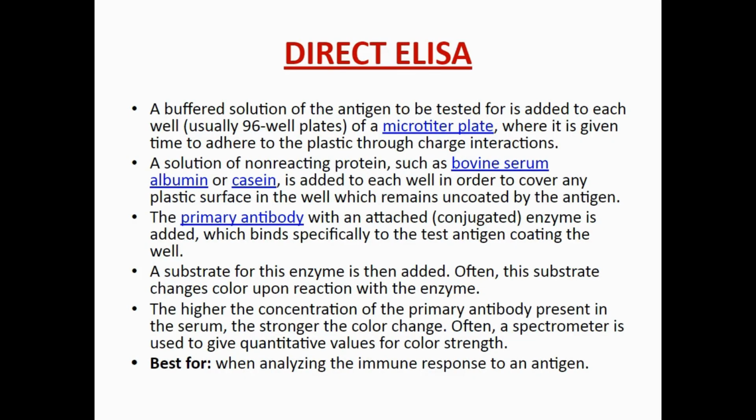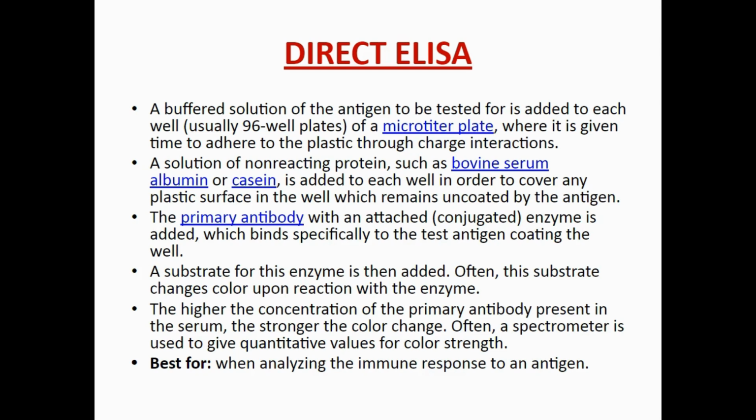So now the direct ELISA. So what happens in direct ELISA? Basically, direct ELISA is used for the detection of antigens. Okay. So in direct ELISA, there is a direct interaction of the antigen and the antibody.